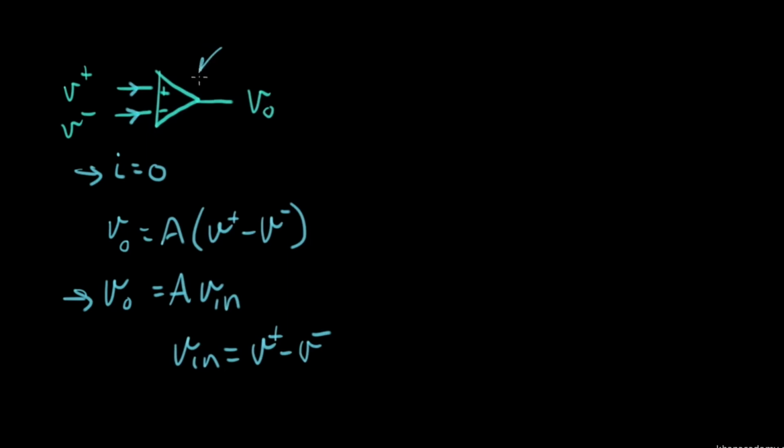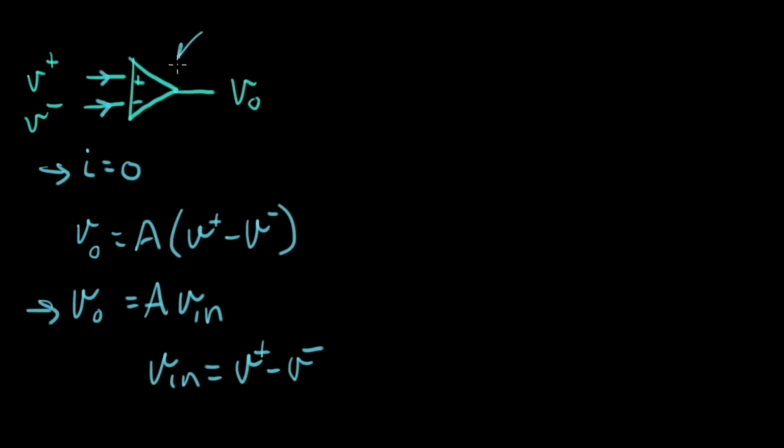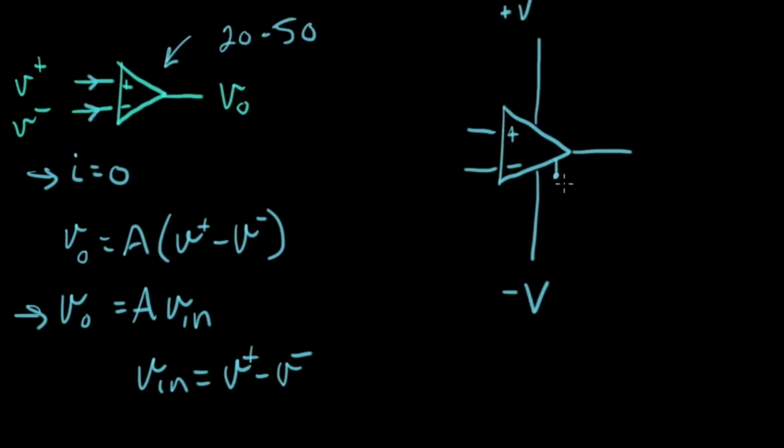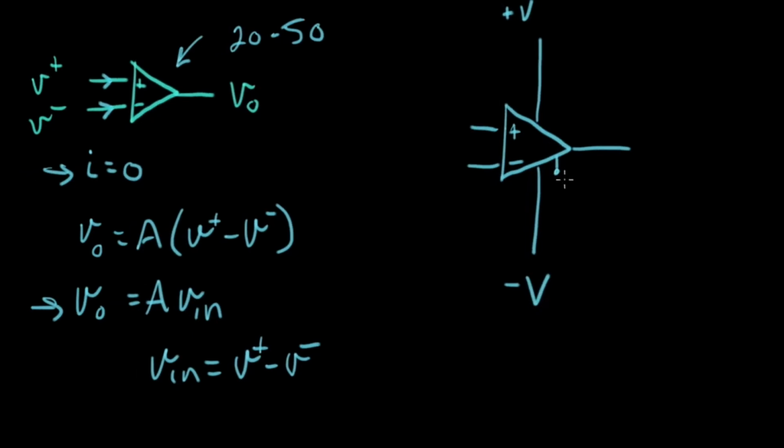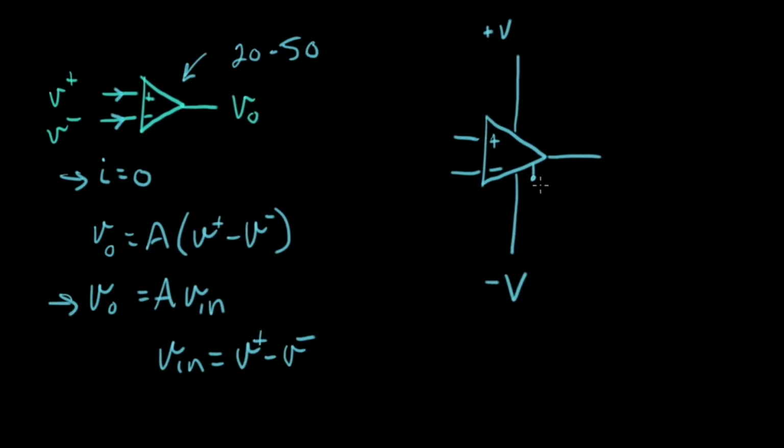So the second property of an amplifier is its voltage behavior. V out is equal to the gain times V plus minus V minus. In other words, we can write this as V out equals A times V, where V is of course equal to V plus minus V minus.